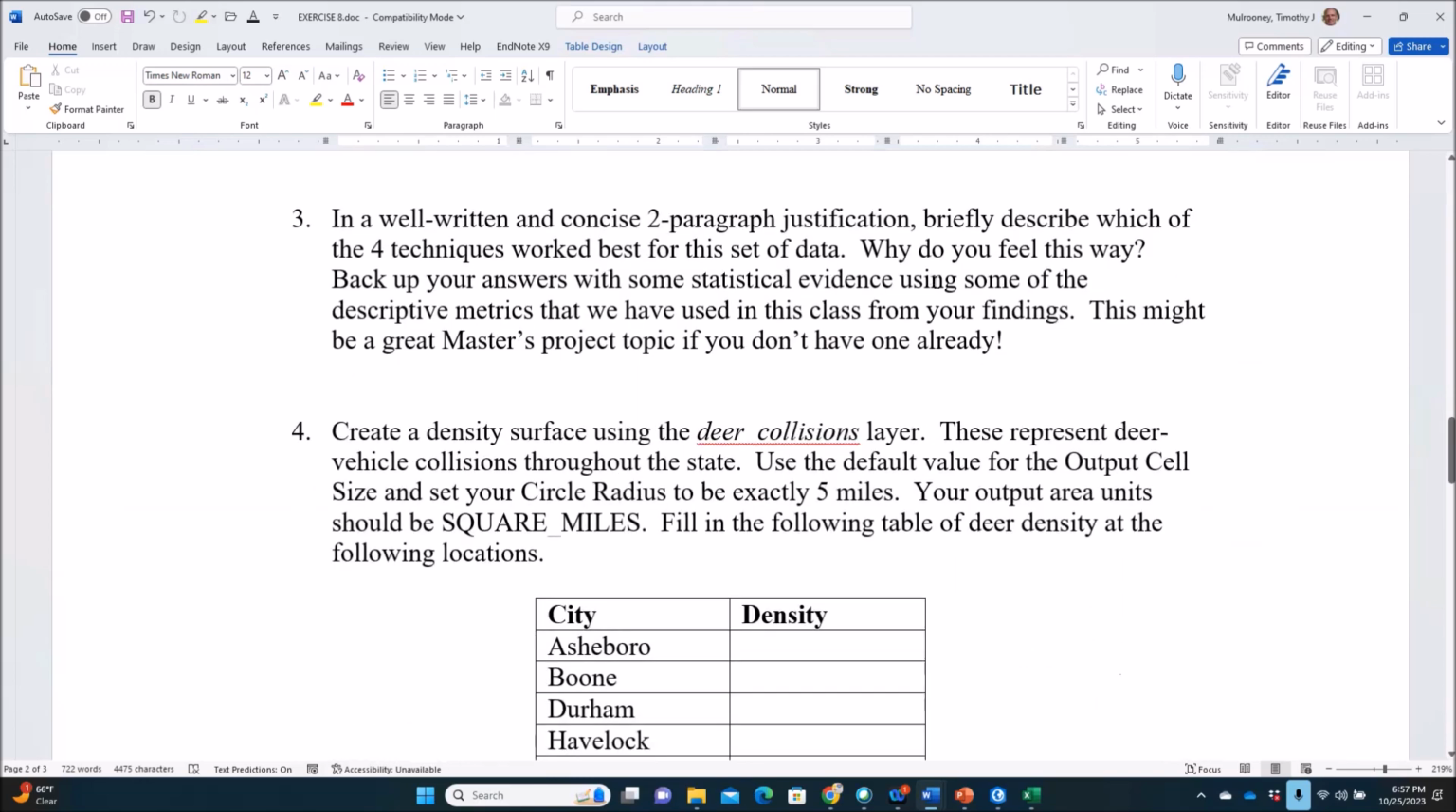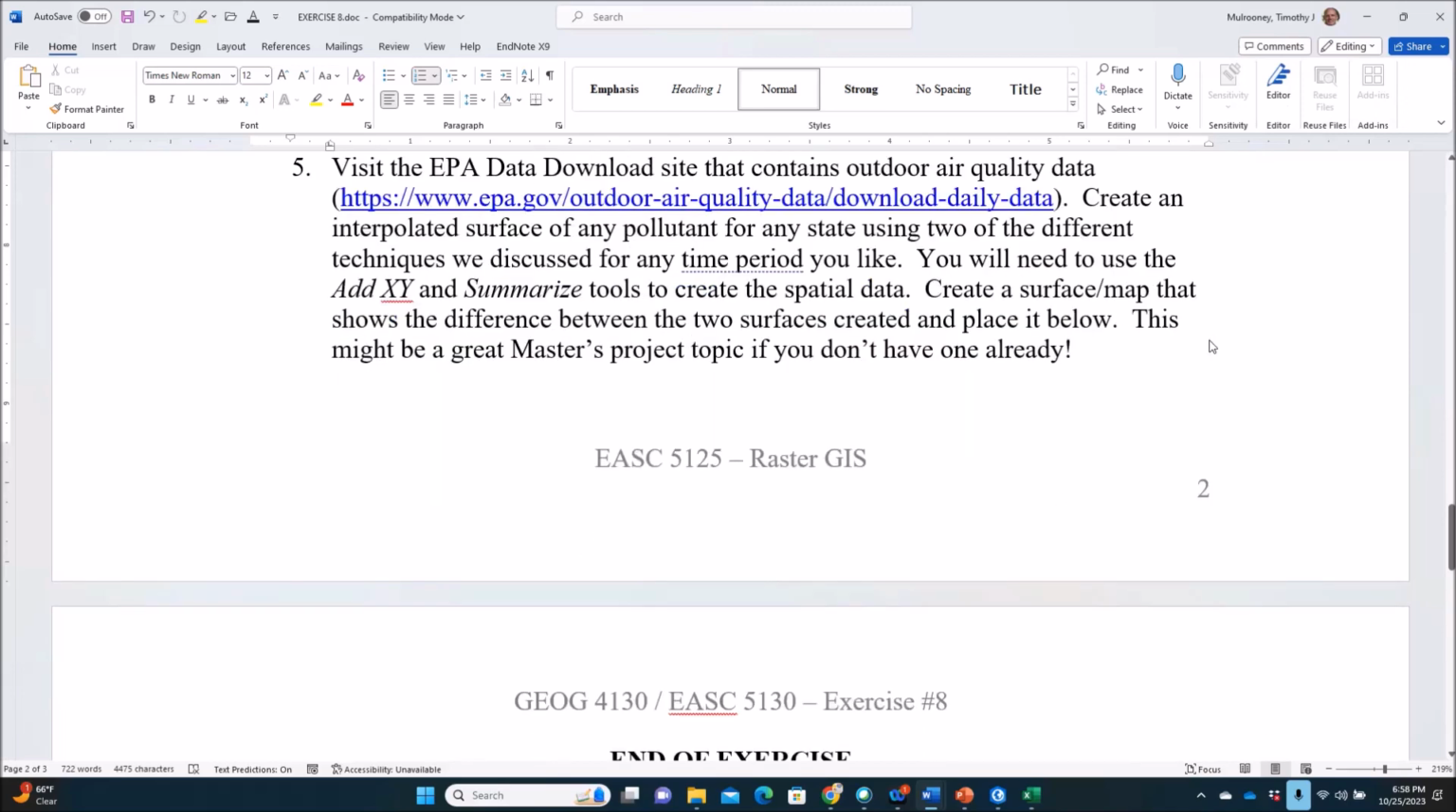And so what's the range of values? In a well-written, concise justification, briefly describe which of the 4 techniques worked best and why. And so what I'm going to ask you to do is do an assessment of each of the techniques.